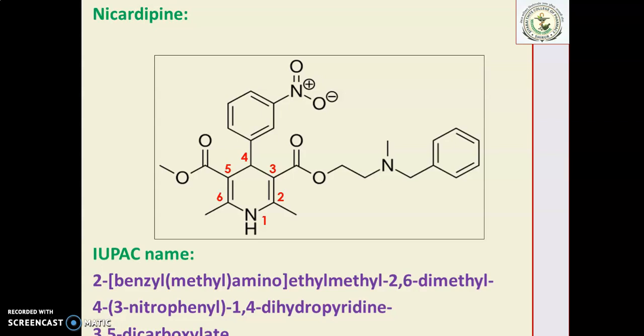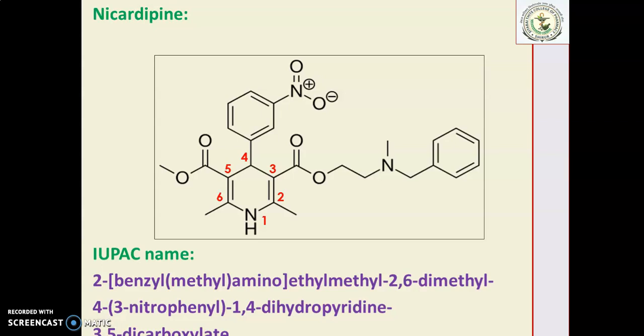Now moving towards the next part, we have the example nicardipine. Nicardipine is a structure where there is a 1,4-dihydropyridine. At the second and sixth position there is a methyl group. At the third and fifth position, that is occupied by ester functional group COOR. At the fifth position there is a methyl group, while to this side we can observe ethyl, nitrogen attached to methyl and benzyl group. You can remember that in three parts: ethyl, methylamino and benzyl. At the fourth position there is a meta-nitrophenyl group.